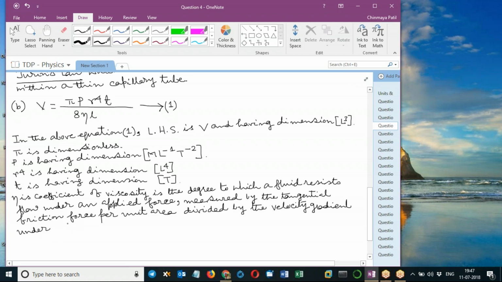Sir, what is velocity gradient? Very good question. That is how velocity is changing with respect to distance; that is called velocity gradient. Sir, what is tangential friction? Tangential friction force works on the surface, along the tangent of that surface. All these things will be clear when we discuss the mechanical properties of fluids. Got it?